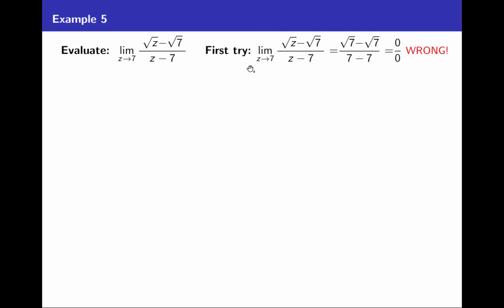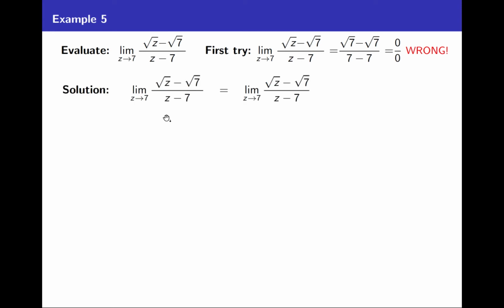So here in our first try, we might just plug in z equals 7 into this function, taking essentially the limit of the top divided by the limit of the bottom, and you get square root of 7 minus square root of 7 over 7 minus 7, or 0 over 0, which is clearly wrong. So of course, the problem is that the denominator, the z minus 7, is turning to 0 as z approaches 7. So we would like to cancel this z minus 7 that's turning into 0.